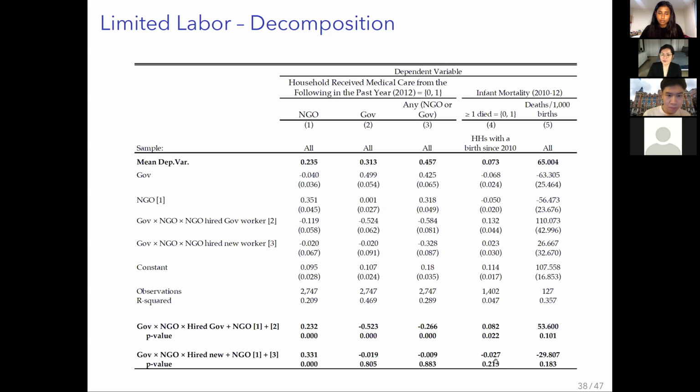Interestingly, if we look at the villages where the NGO didn't hire a second person, then there's no effect. And this is really interesting because it's basically telling us that, we already know that poaching is a problem, and it is precisely in the villages where the NGO poaches that we see an increase in infant mortality. In the other villages, we don't see this adverse effect.